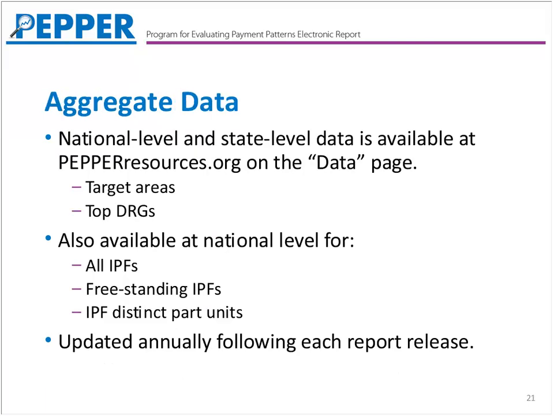We have made available on our website aggregate data for all of the target areas as well as the top DRGs. Every time we put together a release of the PEPPER, we refresh these statistics that are on the pepperresources.org website. You can find them on the data page. We have national level data for all of the target areas and for the top DRGs. Also, we put together a separate workbook that is at the state level for the target areas and for the DRGs.